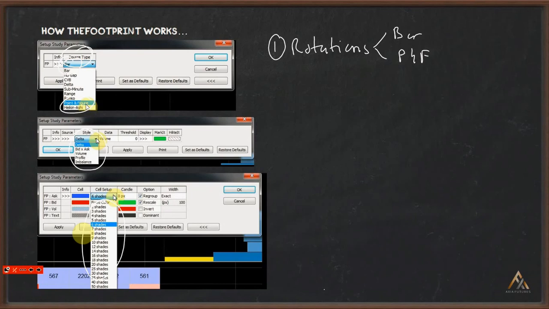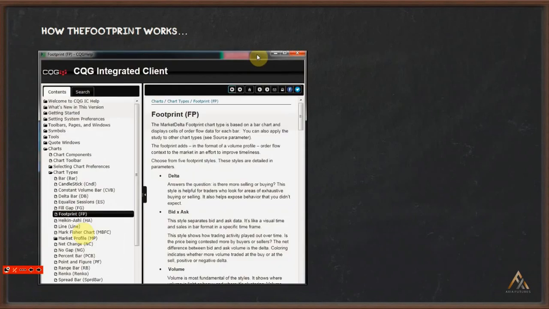Alright, last but not least, if there's any concept you're not sure about, okay, if you still don't understand what the footprint is, what each rotation is, the different settings, sometimes maybe you just need to go and read over a little bit more. So you can obviously go to the help function. It's wonderful. It will explain the delta, the bid and ask, and the volume in its own wording.